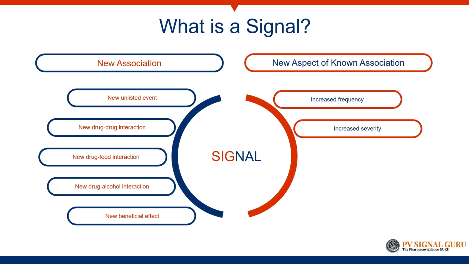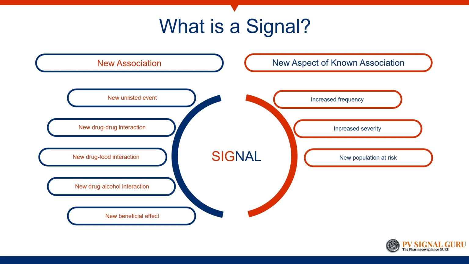And a new aspect can also be increased severity of an event. For example, a drug is known to cause mild skin rashes in some patients. However, recent reports indicate that some patients are now experiencing severe rashes, such as Stevens-Johnson syndrome, SJS, which is a life-threatening condition. This escalation in severity requires immediate attention, including label updates and risk minimization measures.